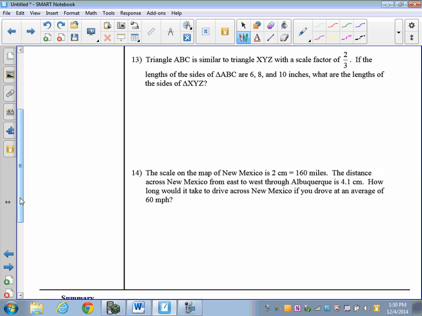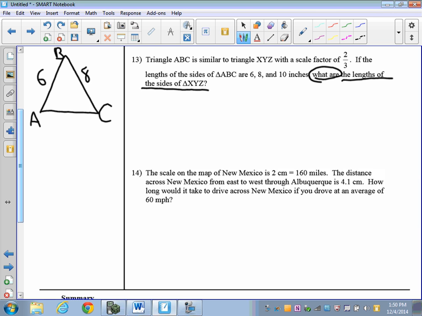Number 13 says triangle ABC is similar to triangle XYZ with a scale factor of 2 to 3. If the lengths of the sides of ABC are 6, 8, and 10, what are the lengths of triangle XYZ? Maybe it would be helpful if I drew a picture. A, B, and C. Well, I have like 6, 8, and 10. And the scale factor is 2 to 3.